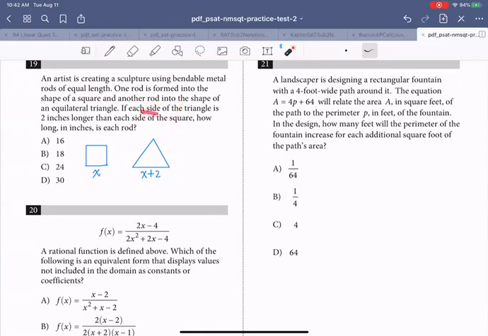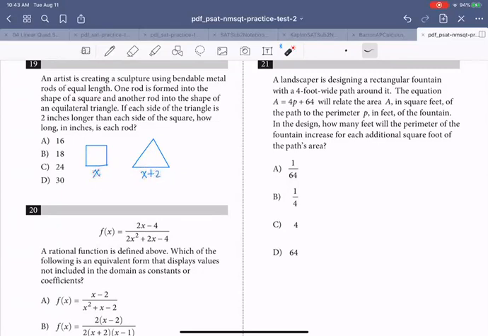If each side of the triangle is 2 inches longer than this square, I don't know the side length of this guy, and I don't know the side length of this guy. But I can suppose this square has side length x. This triangle is 2 plus x, all right?